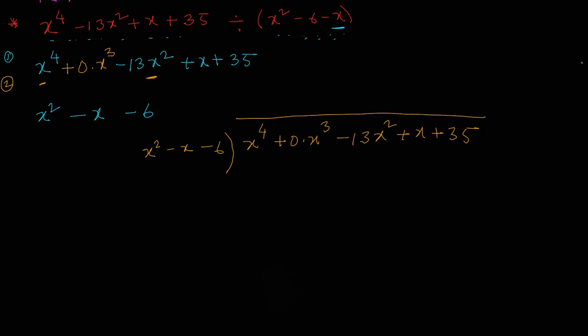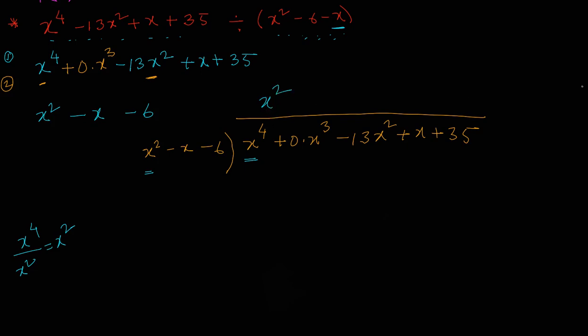What is my step number 4? My step number 4, I am going to pick the first term of my dividend, which is x power 4, and then I divide by the first term of my divisor, which is x square. So if I do that, I got x square. So x power 4 over x square is x square. I'm going to write down that x square here.